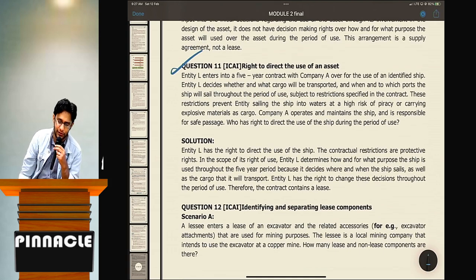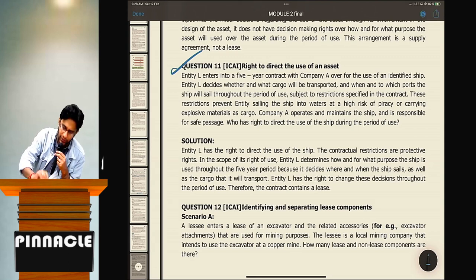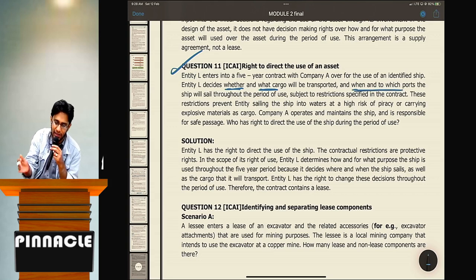Entity L enters into a 5 years contract with company A over the usage of an identified ship. Entity L decides whether and what cargo will be transported and when and to which ports the ship will sail throughout the period of usage, subject to restrictions specified in the contract. L is the customer. L only will decide whether it will travel, what cargo it will transport, and which area it will go to. The customer is deciding all that. And some restrictions are also there.